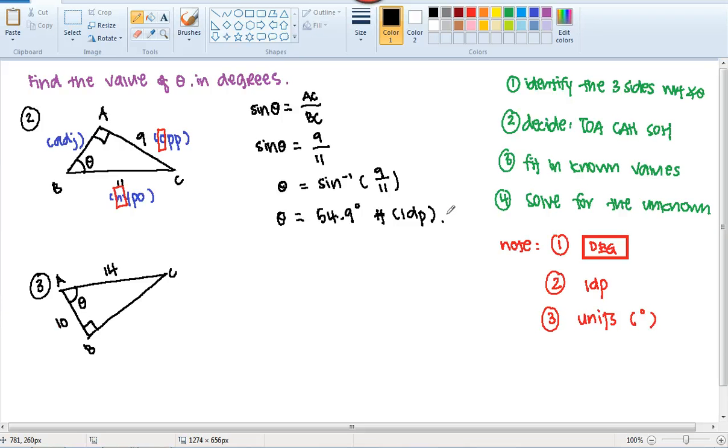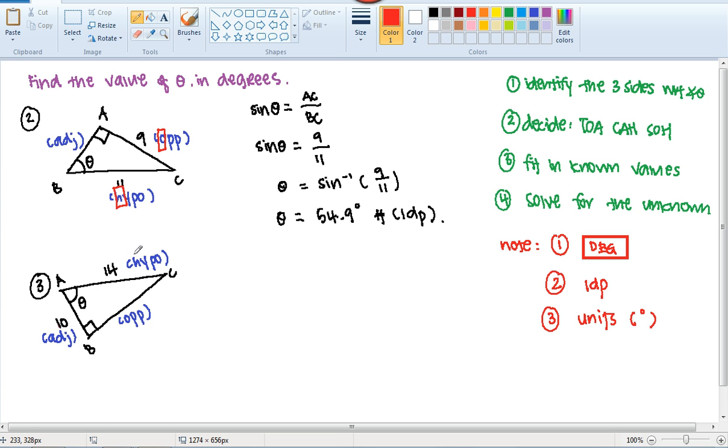Okay, let's do a check on your own working. I'm going to go through example 3 now. Okay, going through the four-step approach again. So step number 1, identify the three sides with respect to angle theta. So I will have side AB to be my adjacent, side AC to be my hypotenuse, side BC to be my opposite.